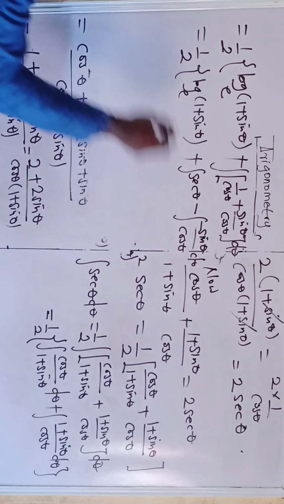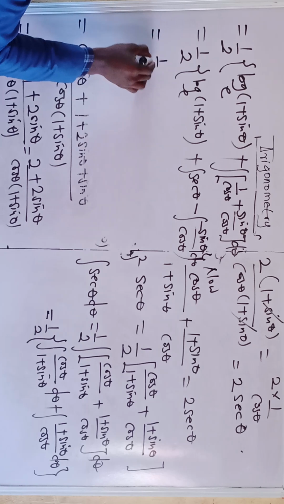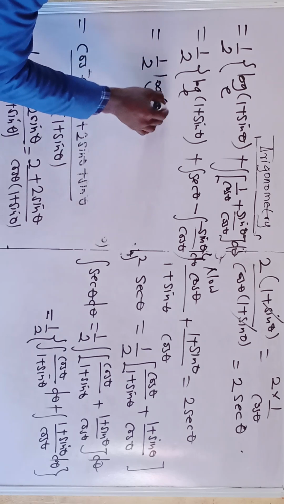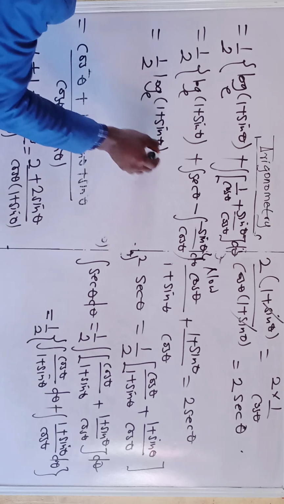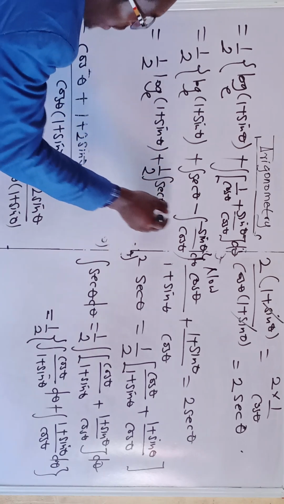So now, expanding by this coefficient here, we have it as half log to base e of 1 plus sine of theta, plus half of the integral of sec theta. Then let's come over here.